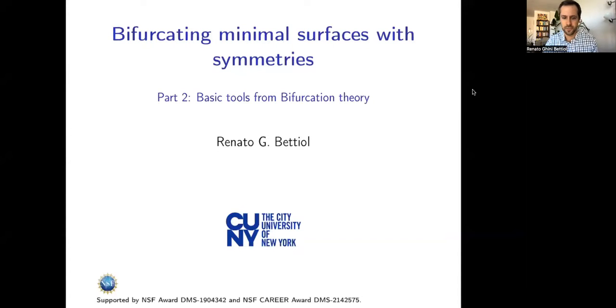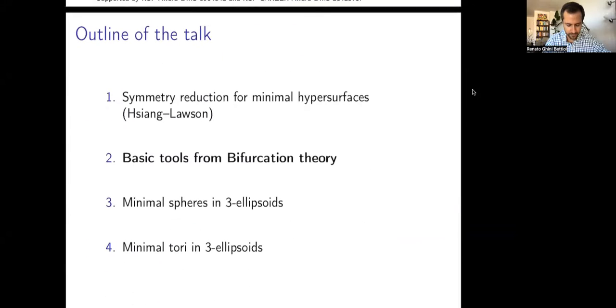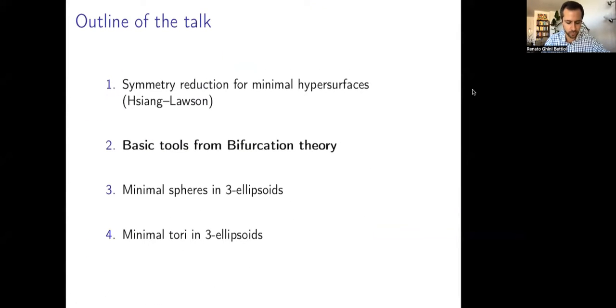All right, so let's continue with the second part of this talk, bifurcating minimal surfaces with symmetries. As a reminder, this is a talk in 4 parts. This is part 2, basic tools from bifurcation theory.